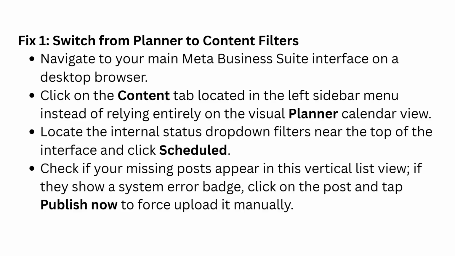Navigate to your main Meta Business Suite interface on a desktop browser. Click on the Content tab located in the left sidebar menu instead of relying entirely on the Visual Planner calendar view. Locate the internal status drop-down filters near the top of the interface and click on Scheduled.